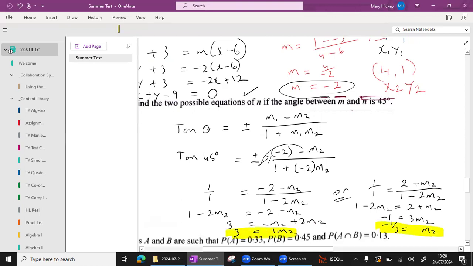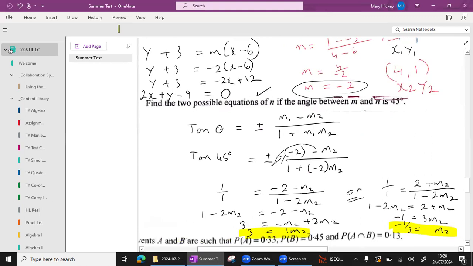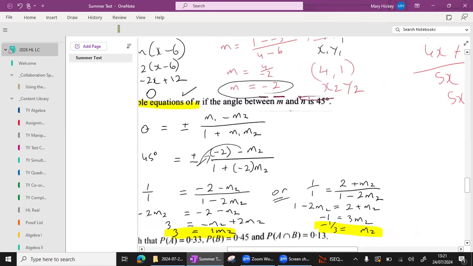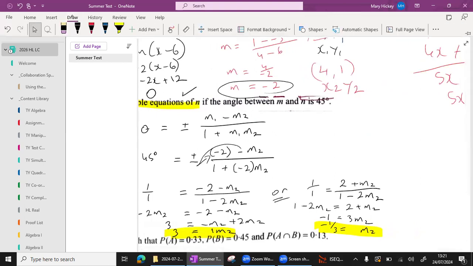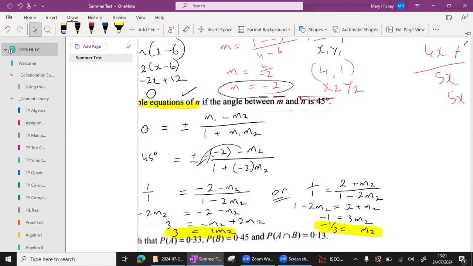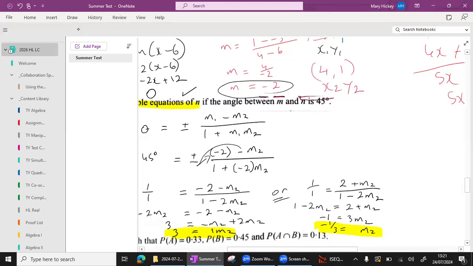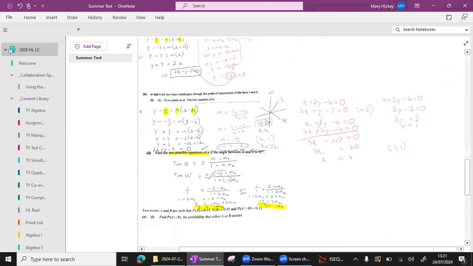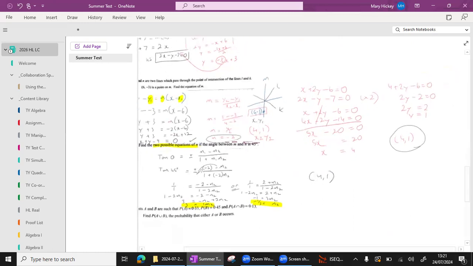Okay, so now that I have the two slopes, we're looking for the two possible equations. Okay, so we know that n passes through the point of intersection of K and L. So we're going to use that fact again. So what did we say that was? Let's go back up here. So 4, 1. So 4, 1 was the point of intersection of L and K, which n passes through.